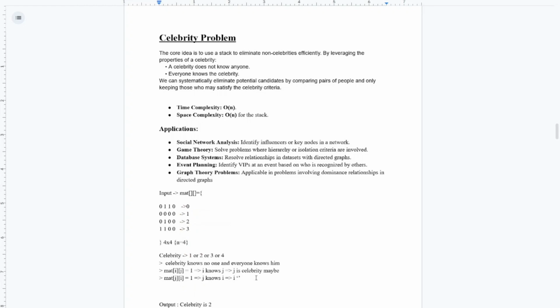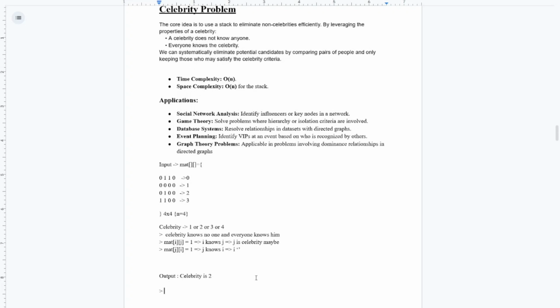Now, there is another point to consider: minimum how many celebrities would be there? There can be zero celebrities. And at max, how many celebrities can be there? There can be only one.